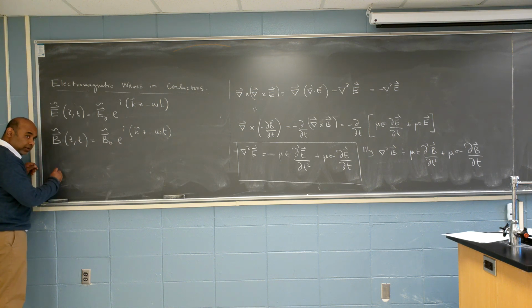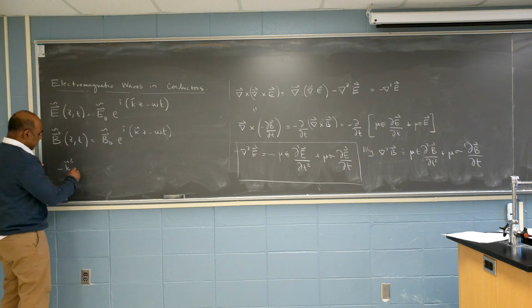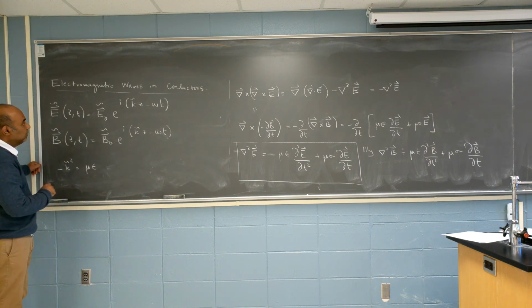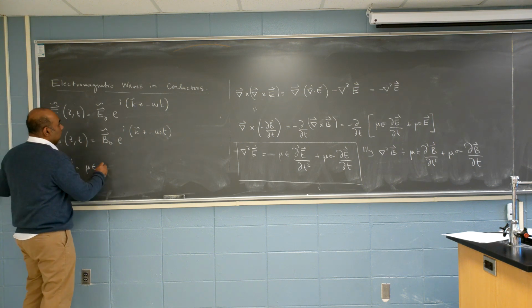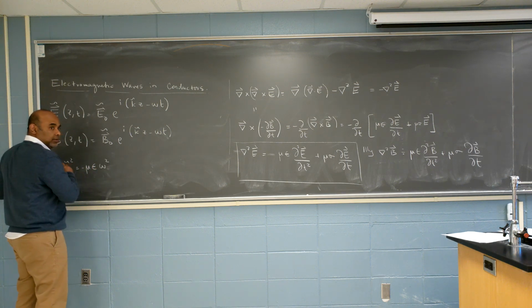Minus i squared is minus. But then doesn't the k tilde have its own? Well, it may not be purely complex. Minus k tilde squared equal to mu epsilon. I'm taking two time derivatives. What do I get? Minus and minus cancels. Again, I'm going to get a minus omega squared.